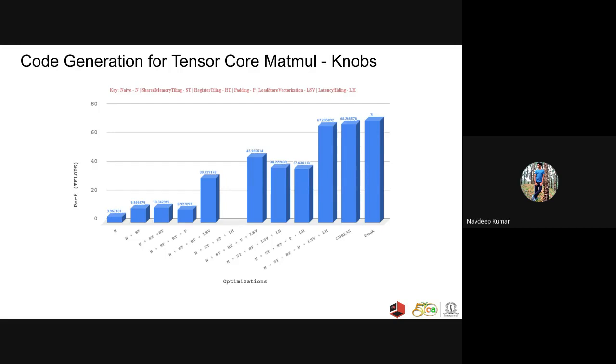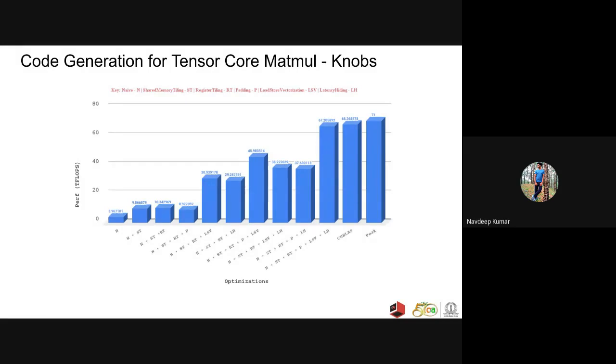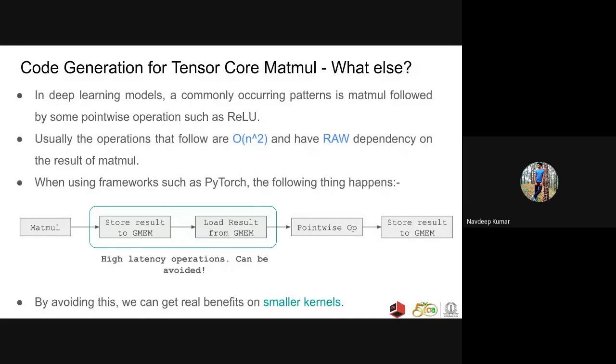Again, you take away padding, you come down to 38 teraflops. Disabling padding would just slow down the loading of operands from shared memory into the registers. One more thing that you can try is to disable both load store vectorization and padding, and you are brought down to 29.2 teraflops.